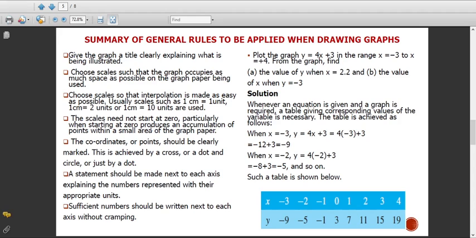Scales need not start at 0, because when you start at 0, we shall have an accumulation of points within a small area of the graph paper.